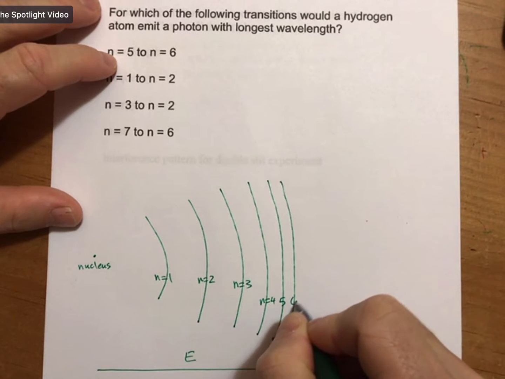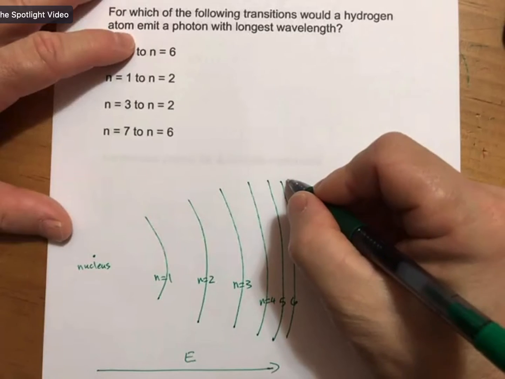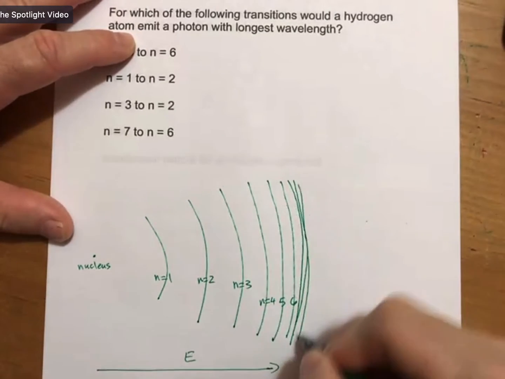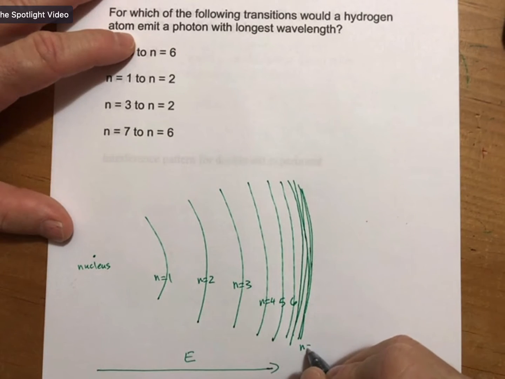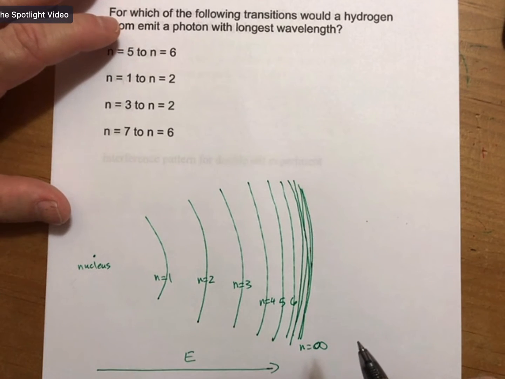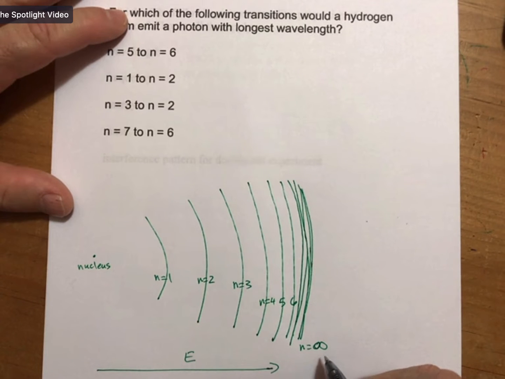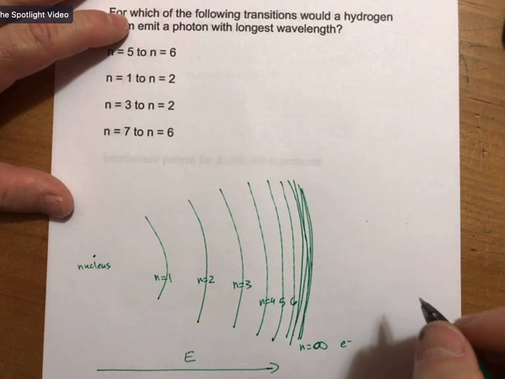And so as you go, the energy levels get closer and closer together. 5, 6, and then you keep going all the way out, and I'll stop making them, but I'm going to draw them closer and closer together until you get to n equals infinity. And for n equals infinity, what that means is that the electron has left the atom.